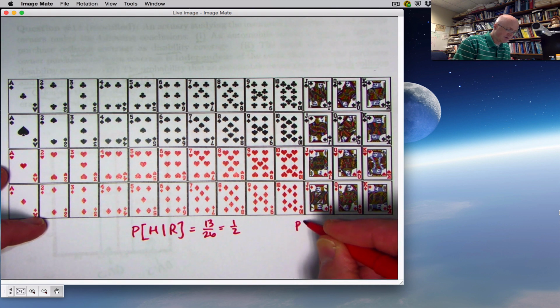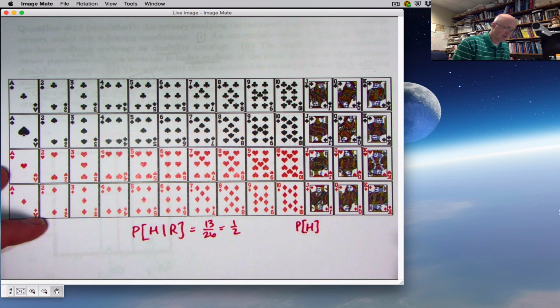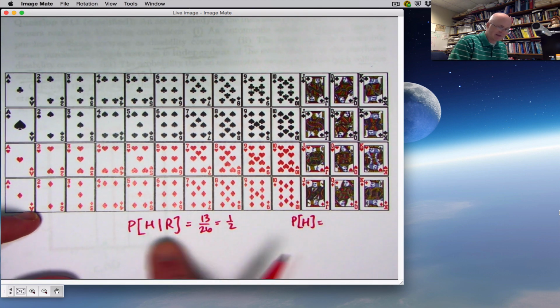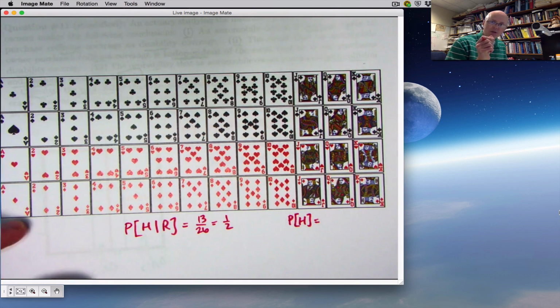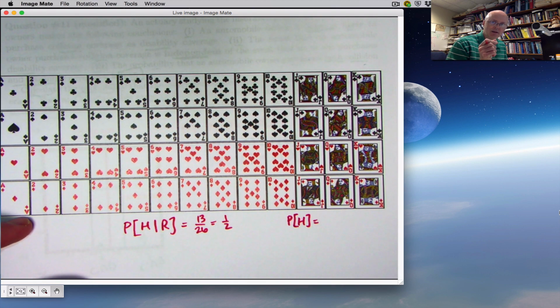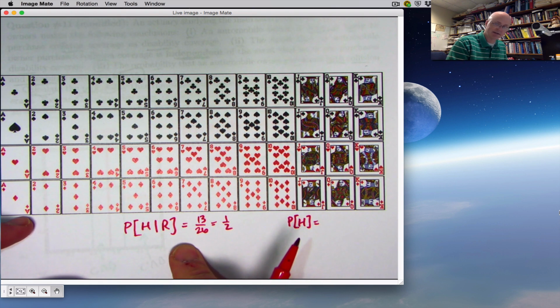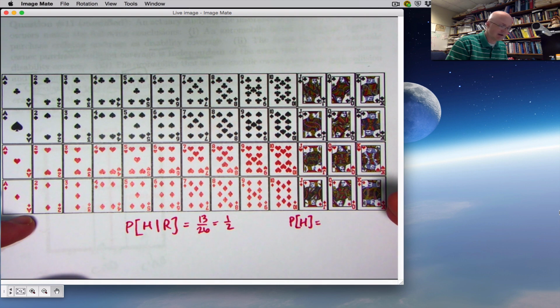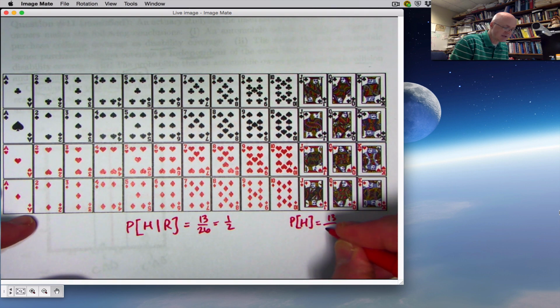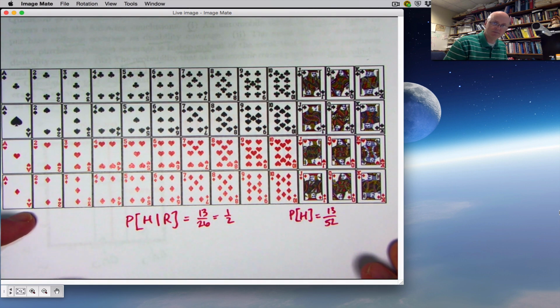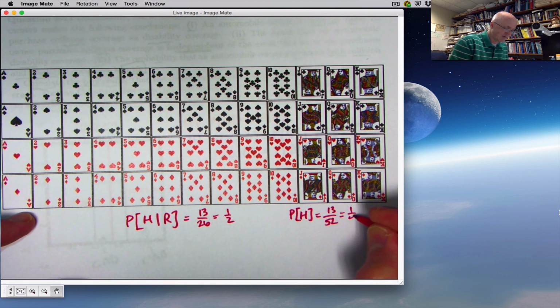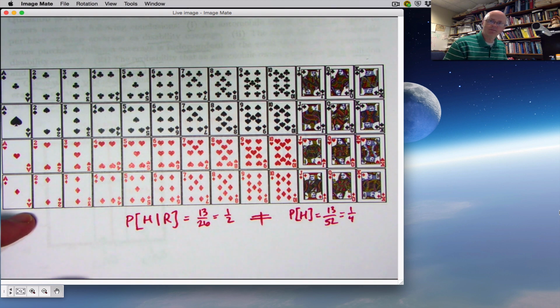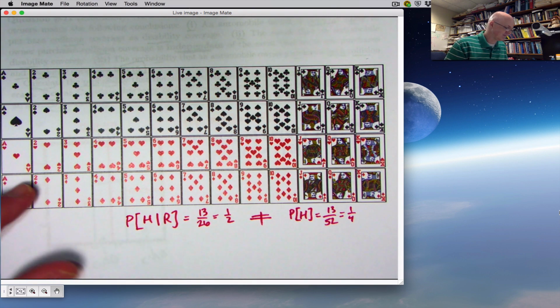What is the ordinary probability that a card is a heart? Unconditional probability. In this case, it's like you have a friend who looks at the card and tells you, hey, this card is red. And that affects your assessment of the likelihood that it's hearts. Because if you don't know anything about the card, other than it's from this 52 card deck, 13 out of 52 are hearts. This probability is 1/4. These are not equal. That means H and R are not independent. You could say dependent, but it's more common to say not independent.